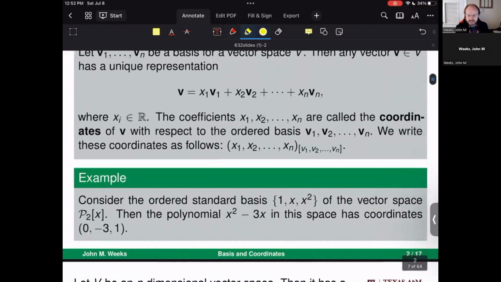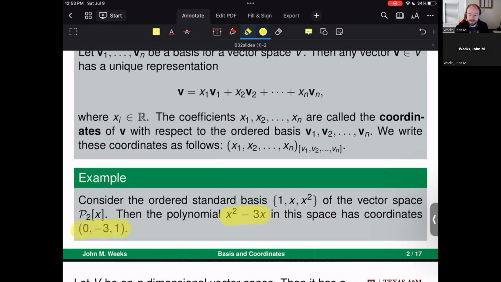An example of this is we could be looking at abstract vector spaces. We don't have to be looking in terms of Rn. We could look into the vector space P2(x). Remember, this is a vector space with dimension 3. You can get a standard basis for it in terms of the polynomials 1, x, and x squared. Now, any polynomial of degree 2 or less can be written in terms of the standard basis. For example, the polynomial x squared minus 3x in this space has coordinates equal to 0, -3, 1.